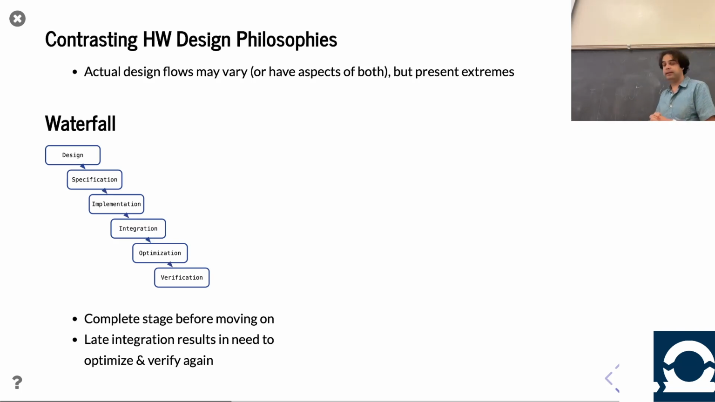And the problem with this is that until you get to these later stages, like optimization, integration, and verification, you actually don't know what your total cost is going to be. You know what you budgeted your total cost to be. You know, okay, I think this is going to take this much area, this much power, this much performance, but you don't know for sure. You can budget it out.